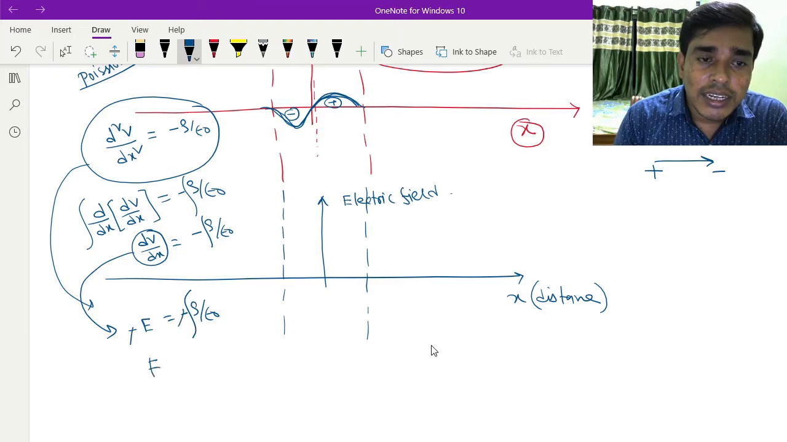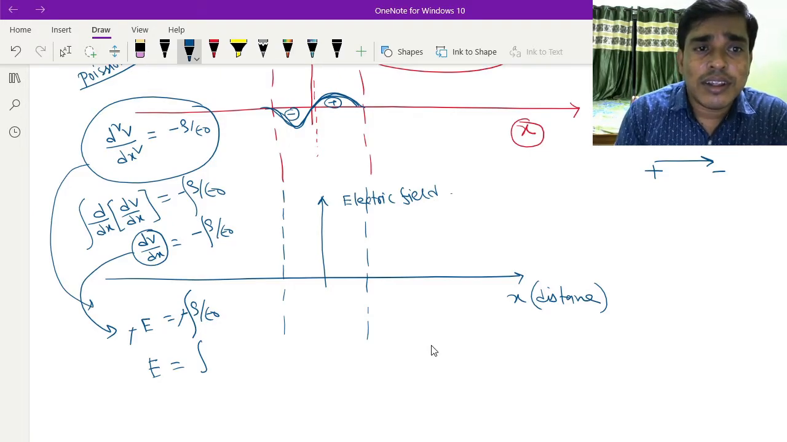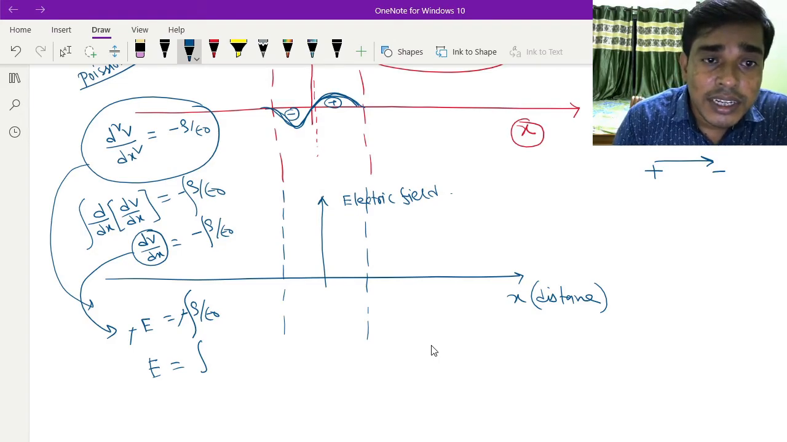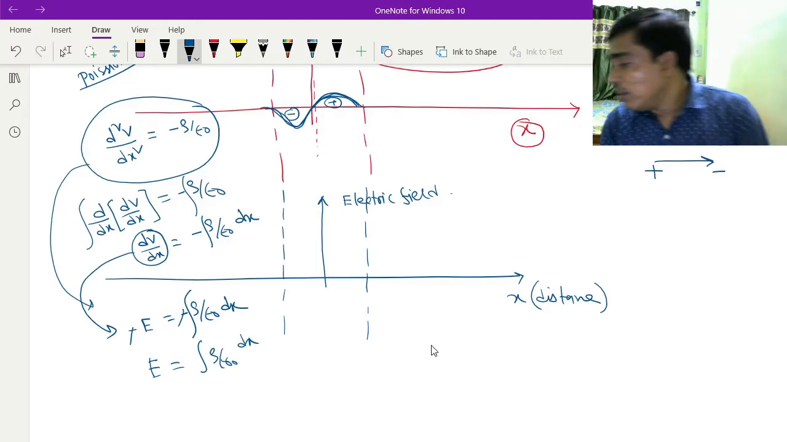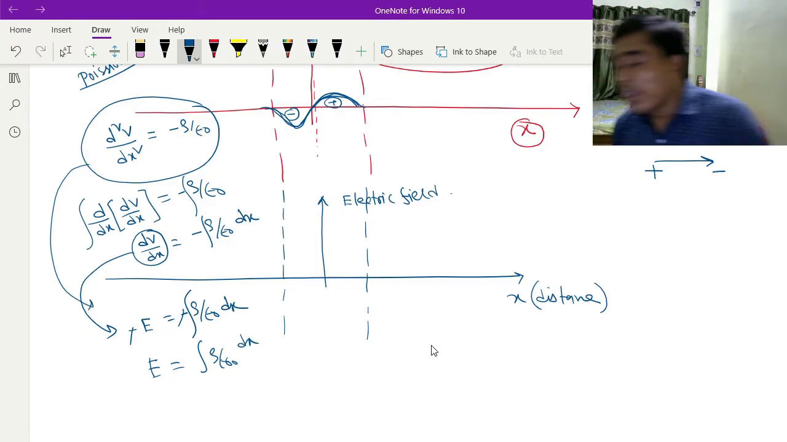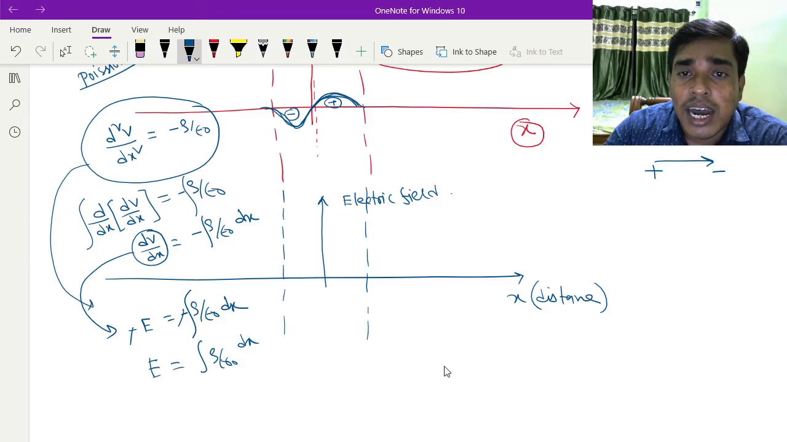So the minus signs cancel out. The electric field will be the integration of rho by epsilon naught dx. So this is dx, and it will be epsilon naught into dx. This is the electric field.